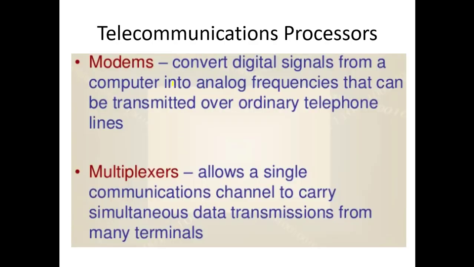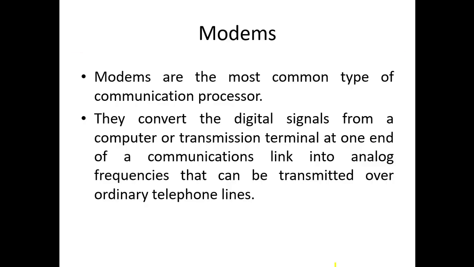And I mentioned telecommunication processors. We have here the modem, or modulator-demodulator. This device converts digital signals from a computer into analog frequencies that can be transmitted over ordinary telephone lines. And we have multiplexers, which allow a single communications channel to carry simultaneous data transmissions from many terminals.